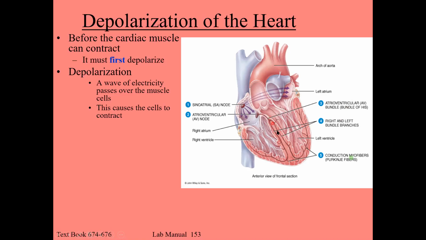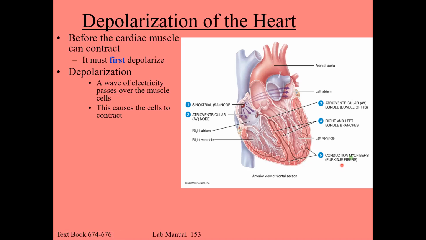This electrical cable runs through, and as it's going down, it splits into two. It gives a right bundle and a left bundle. These are called the bundle branches. The right bundle supplies the right ventricle, the left bundle supplies the left ventricle. Now, critical element. These bundles will now terminate into the last group of conducting fibers known as the Purkinje fibers. So these are the 5 elements of the conducting system.